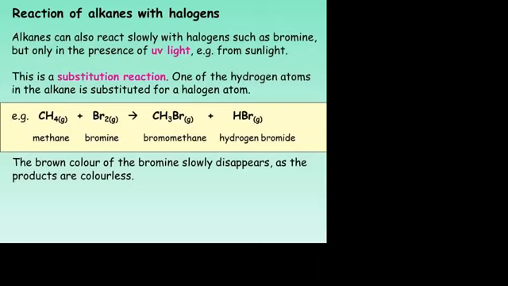This reaction can be repeated with another halogen, for example chlorine replacing the bromine. In this case we would form chloromethane and hydrogen chloride.